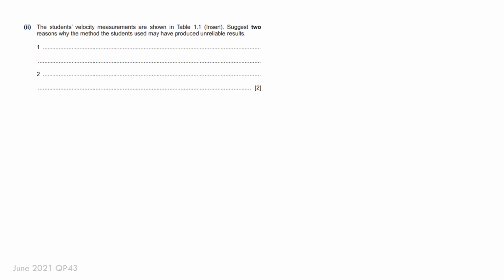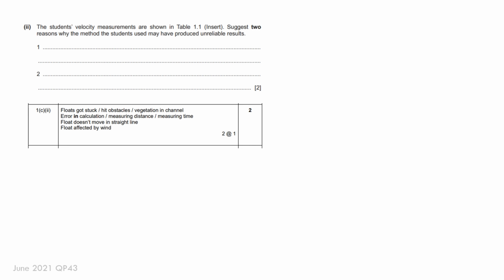This is to do with velocity measurements. Look at the method, what could be certain issues collecting this data? So here, we're using floats, it could get stuck. It could be an error in calculation, might not move in a straight line, weather conditions. So general points to consider about the weaknesses with your method.